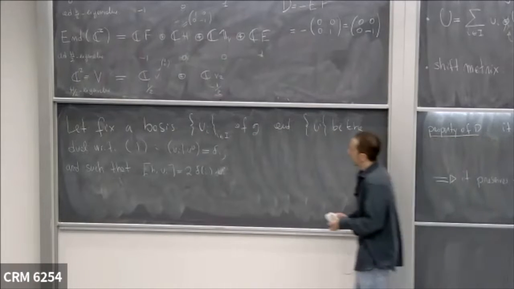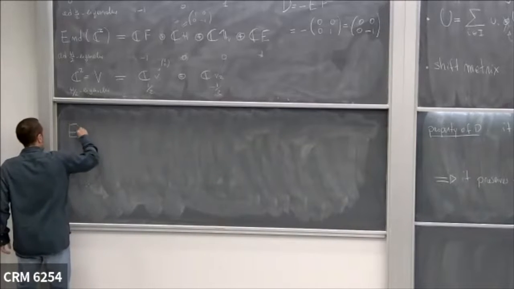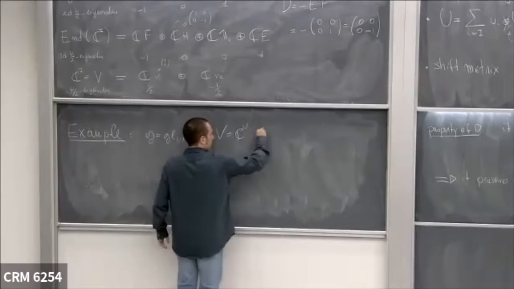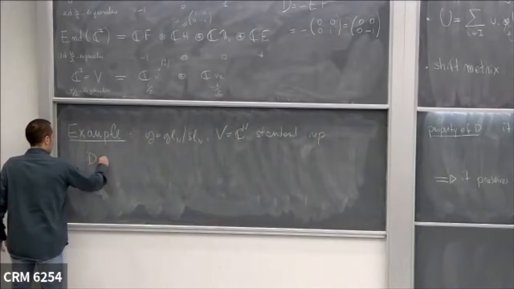So we can just write this. Another example, if we take GLN or SLN, just let's take the standard representation. Then this D is the following operator.